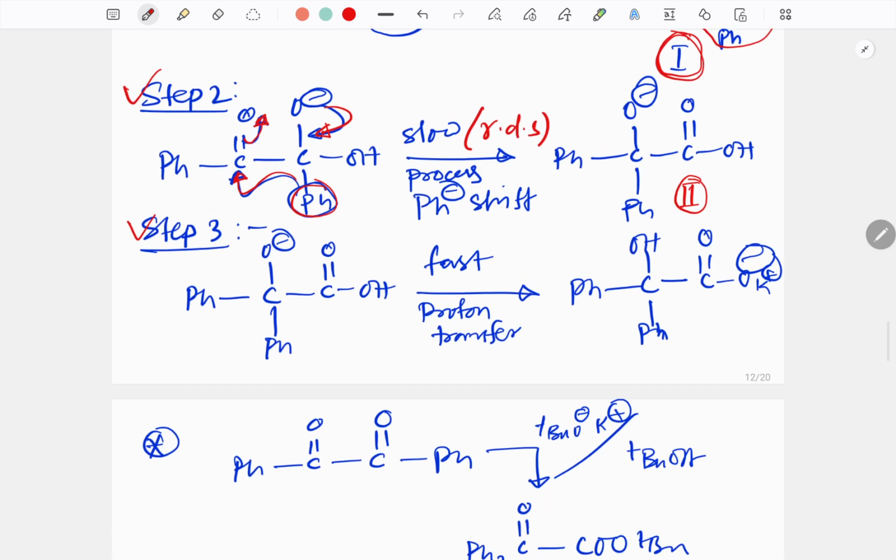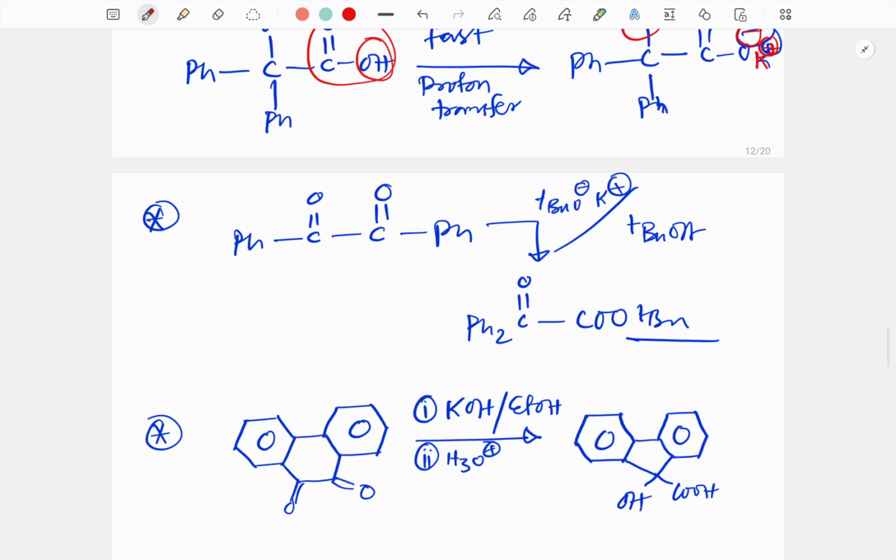Next, coming to the final step, the third step. There is a rapid proton transfer from the hydroxyl to the stable carboxylate group, to this O minus. Then it becomes OH, and the carboxylate anion becomes C double bond O minus with K plus. That is the overall mechanism of the benzilic acid rearrangement.